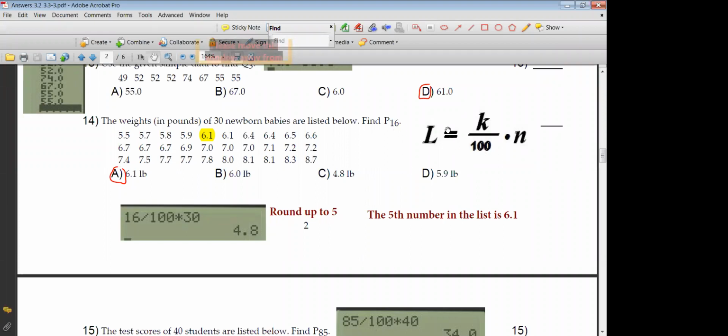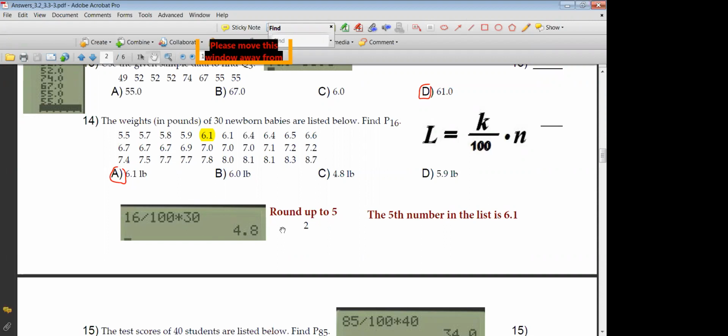All right, P16. I put the 16 over 100. You see it here. And I multiply it times n. N means how many numbers do I have? I have 30 newborn babies. 16 over 100 times 30. I come up with 4.8.